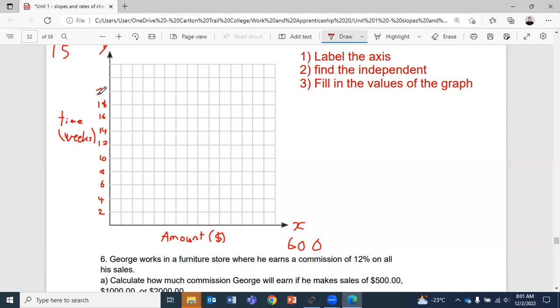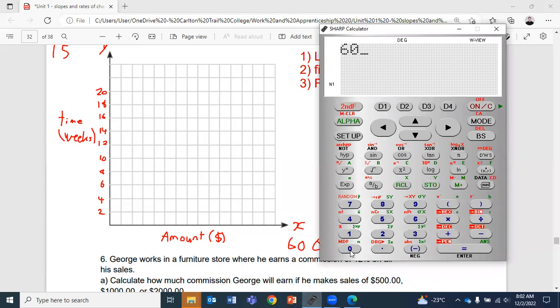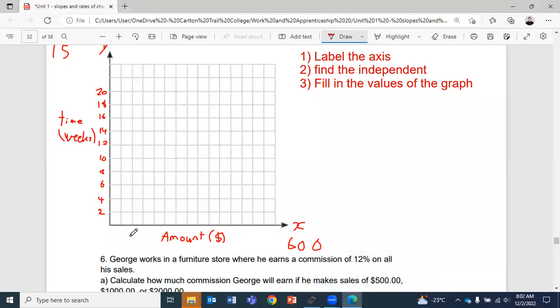You want to try and get the values you have to go at least halfway up the graph. So I know I have 1, 2, 3, 4, 5, 6, 7, 8, 9, 10, 11, 12, 13, 14. I go 15 this direction. If I go 15 here, how much can I make each of those? 600 divided by 15, that's going to be like $40. So why don't I go up by $40?